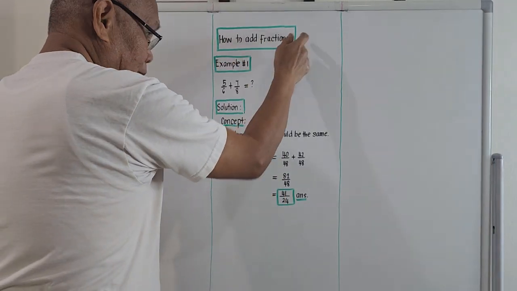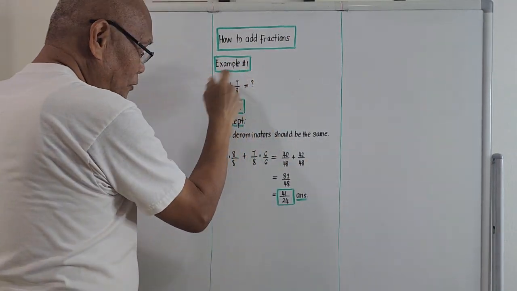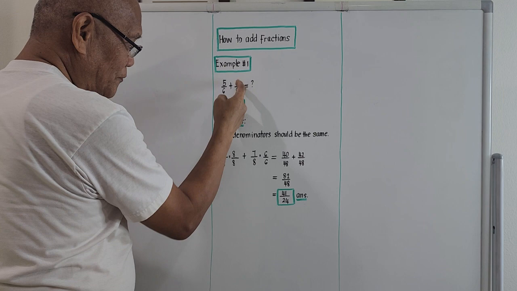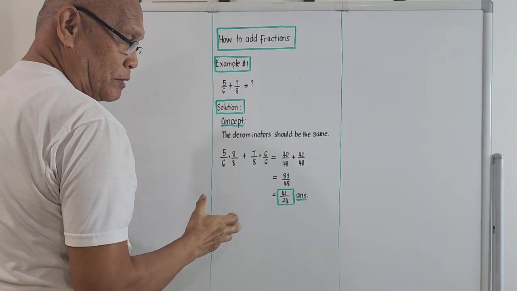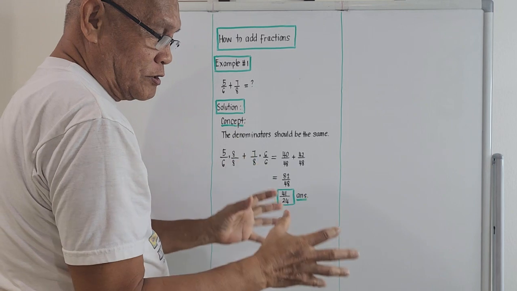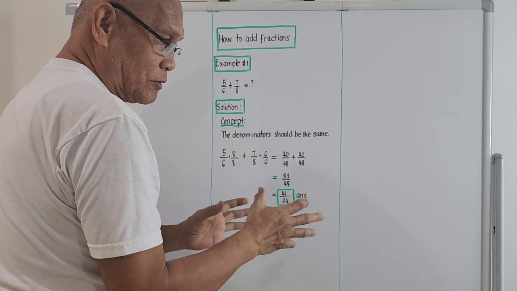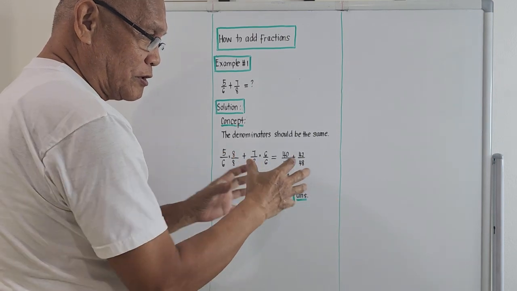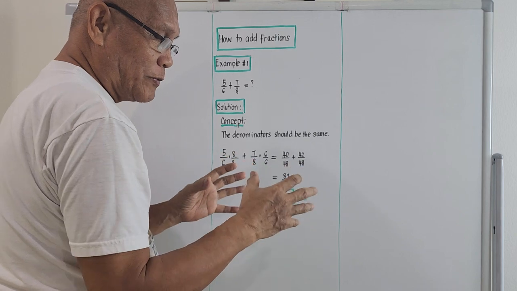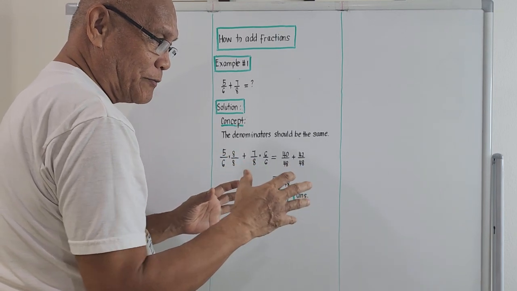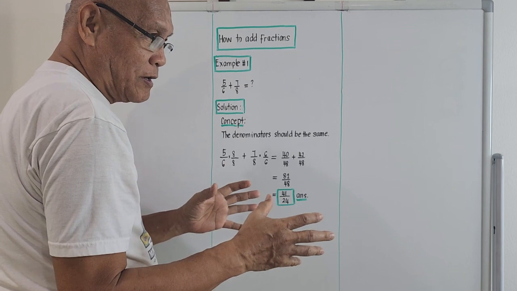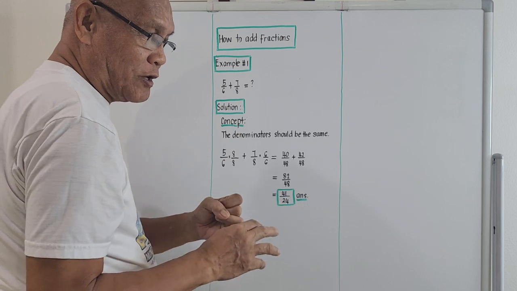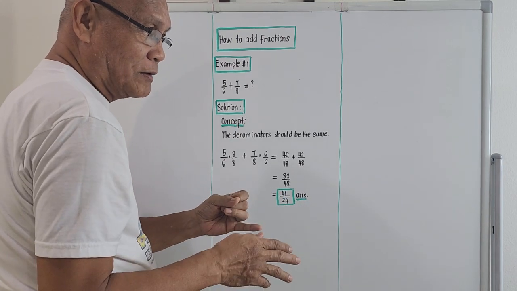How to add fractions? Example number one: 5 over 6 plus 7 over 8, and they should be equal to... In the addition of fractions, it doesn't matter if the denominators are both equal or not, because by using this concept, it could solve a problem for a fraction whether the denominators are equal or not.